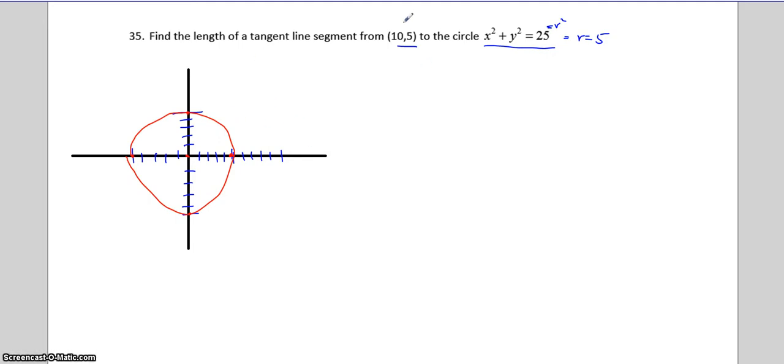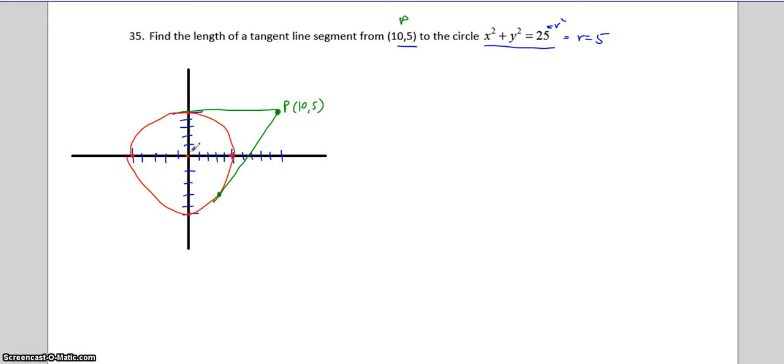And we have this point out here. I'll draw it in green. Call that point P. It's 10 over, 5 up. So here's our point P, (10, 5). We need to find the length of the tangent line segment. There are actually 2 of them, each meeting the circle in exactly one spot, in 2 different places. It's not going to matter which one we choose. I'm going to use the bottom one, and we're trying to find the length of this segment, which intersects the circle right here.